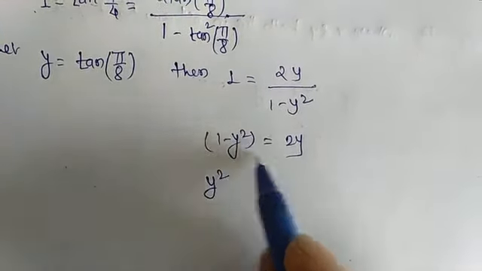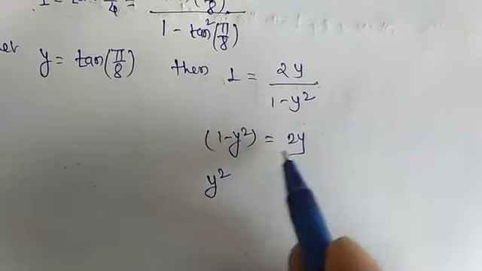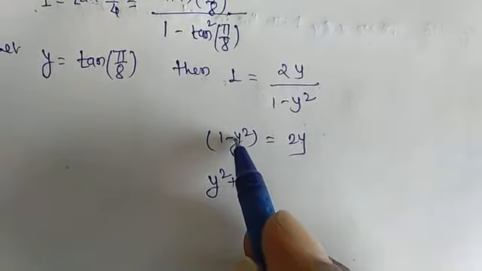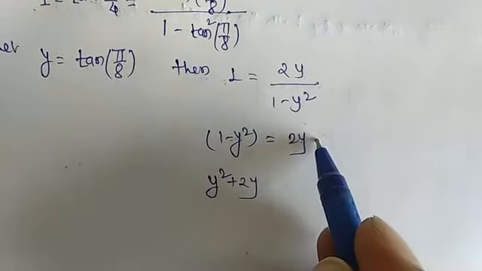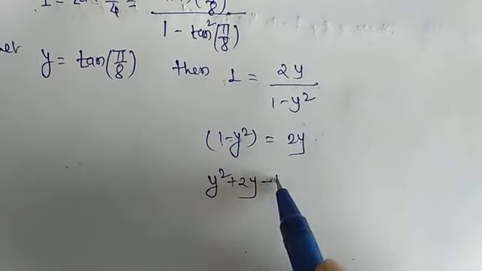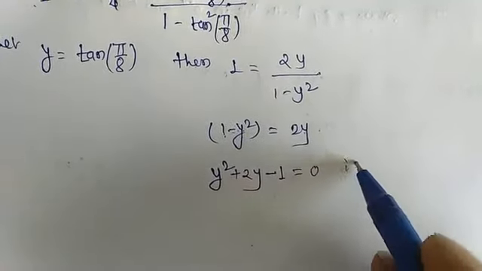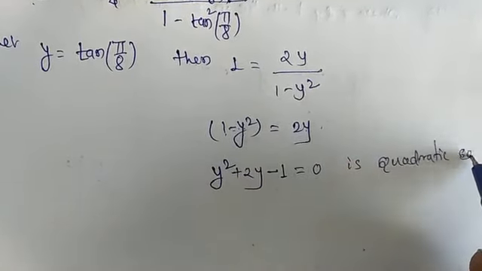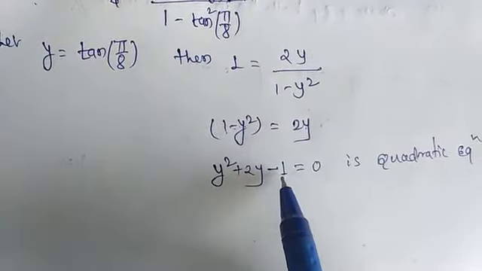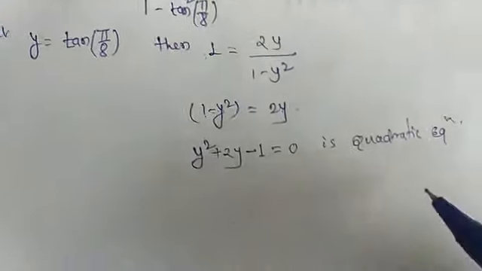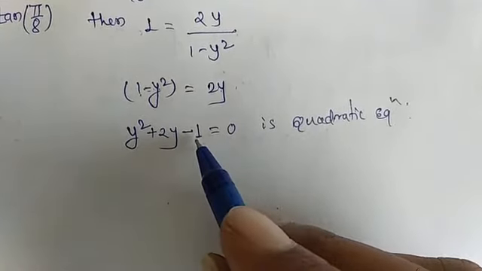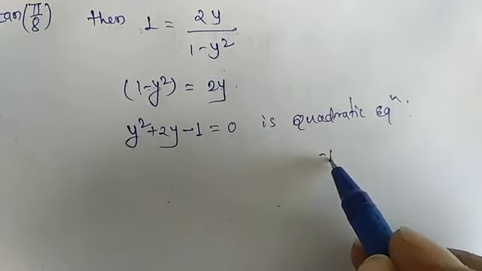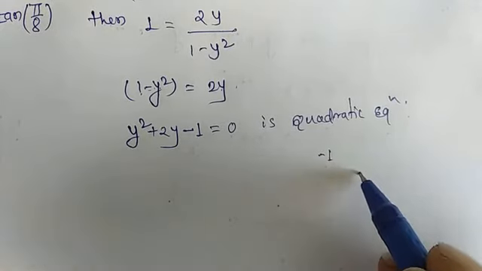I shift this to the right side: y square plus twice y is positive, and here minus y square becomes positive on the right side, and positive will become negative, equal to 0. This is a quadratic equation. So here, we cannot factorize because of the minus 1, and we cannot get factors whose product will be 2.